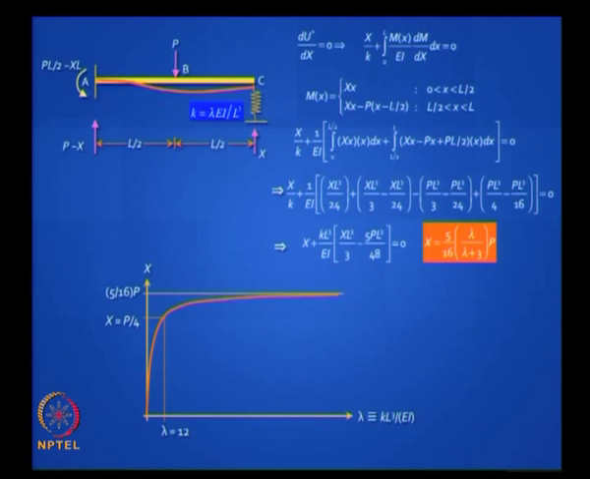relationship, and you will find the relationship is non-linear, as he rightly said, it will asymptotically hit the peak value of 5 PL by 16. For example, if lambda is 12, x turns out to be L by 4. So, this is a complete way of understanding that spring type behavior. So, the actual behavior is somewhere between a cantilever and a propped cantilever.